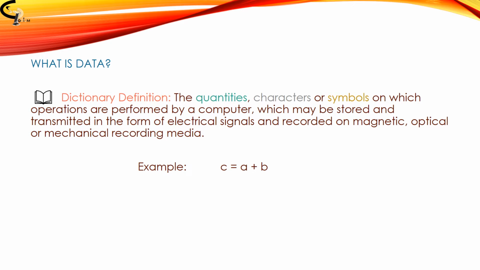Now let's see one example over here. In this case, I am performing addition operation to these two data. Why I'm saying A and B is a data? Because these are quantities and characters on which the operation is being performed. They can be stored and they can be transmitted in the form of electrical signals. They are fulfilling all the properties of data.